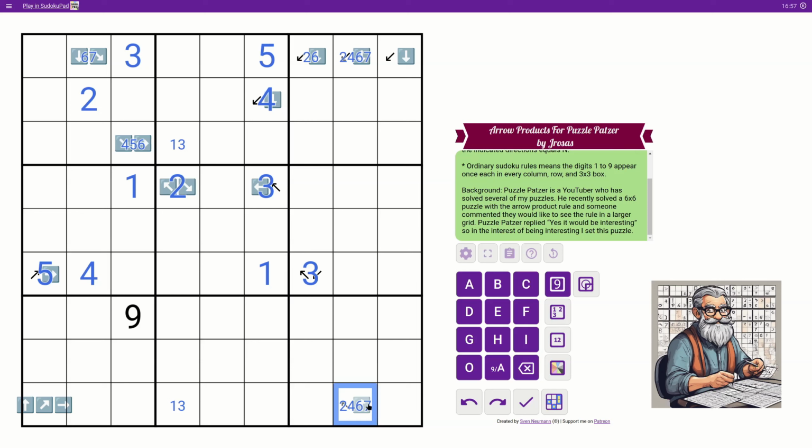What do we get out of that? I don't know. We can't have 6 and 7 here. Is that something? So we have 2 or 4. I don't think that's anything.